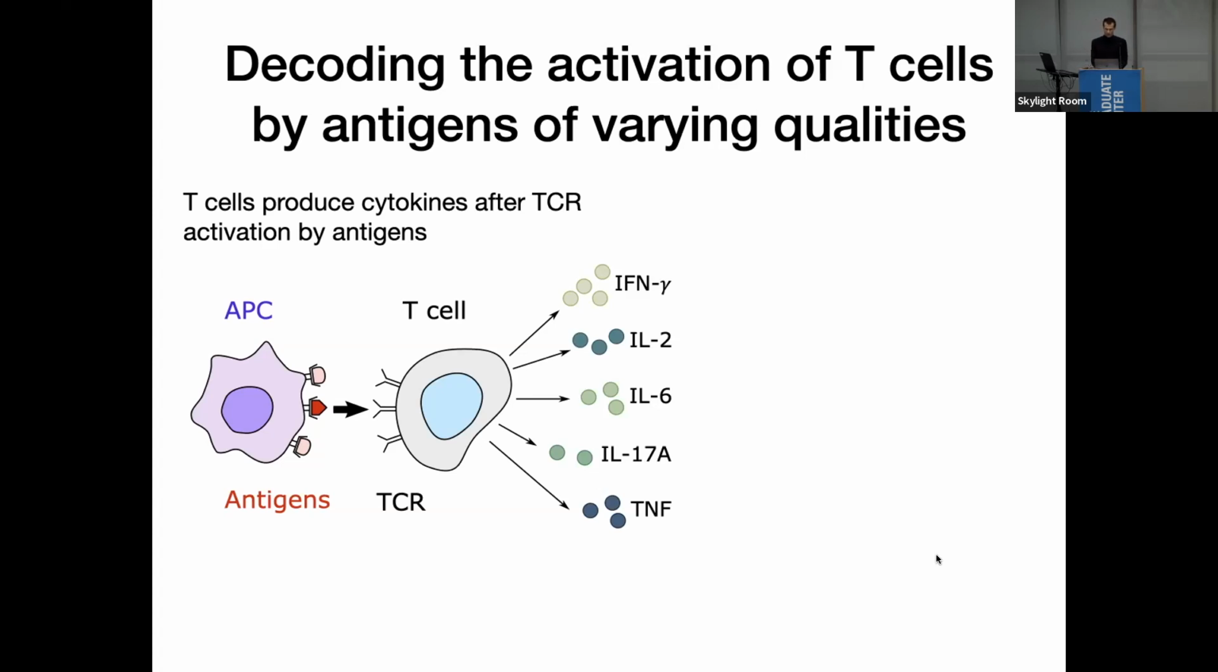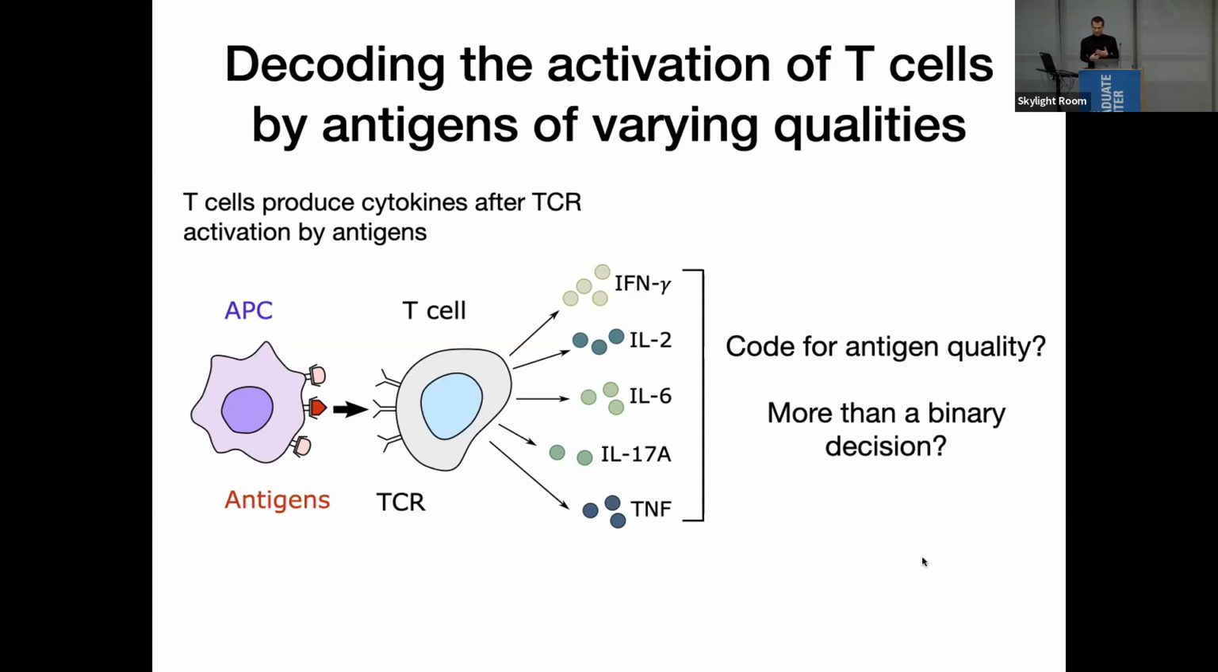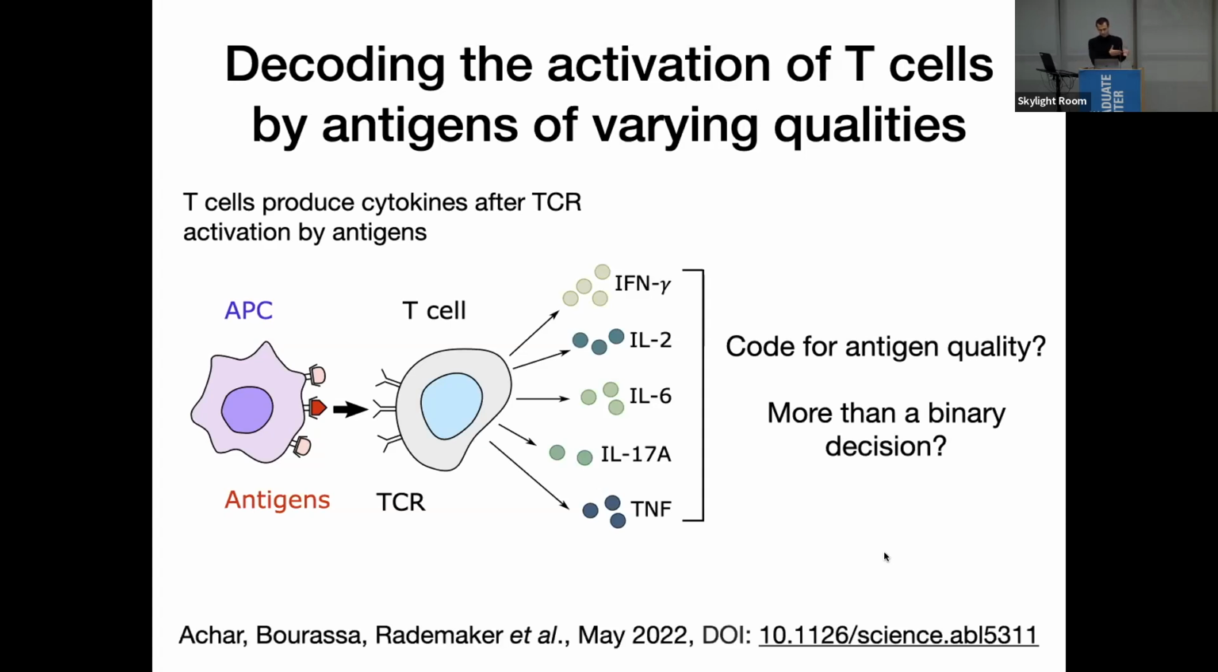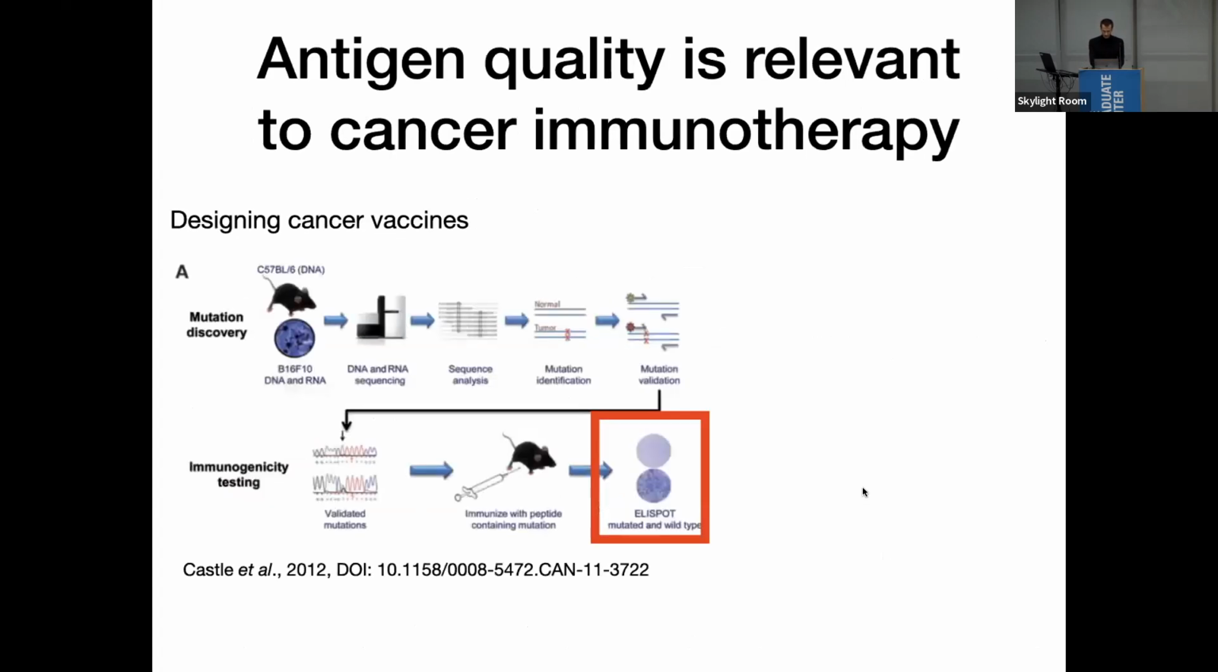So we asked the question, is it really just a binary decision that T cells make? And are these cytokines a code for the readout of antigen quality made by the T cells? And this is the topic we tried to address in this work that was published 6 months ago and done in close collaboration again with Suraj in Grégoire's lab and with Thomas at McGill and supervised by Paul and Grégoire, of course.